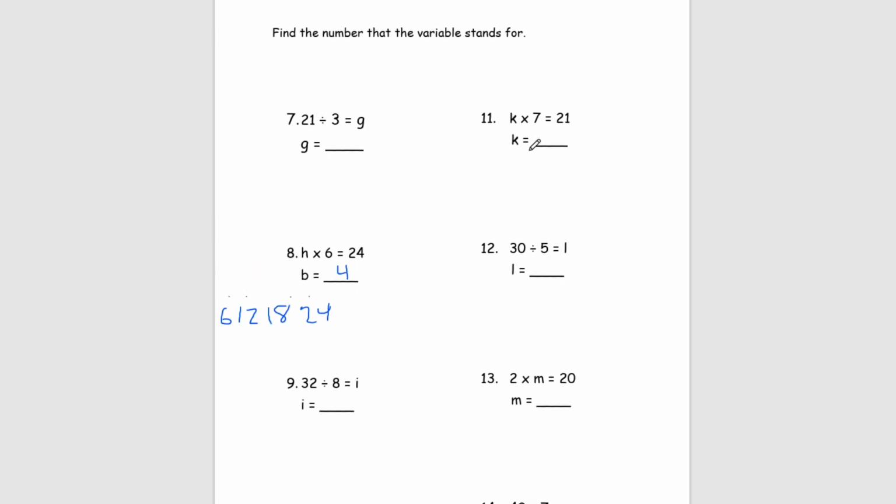On number 11, we have k times 7 equals 21. And this one's basically asking us what times 7 equals 21. So I'm going to imagine that you do not know your times tables. So I'm going to add them up slowly. So 7, 14, 21. That means that 7 needs to be added 3 times. So it tells us that k is equal to 3.